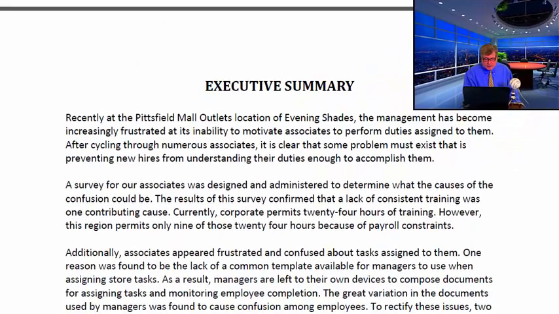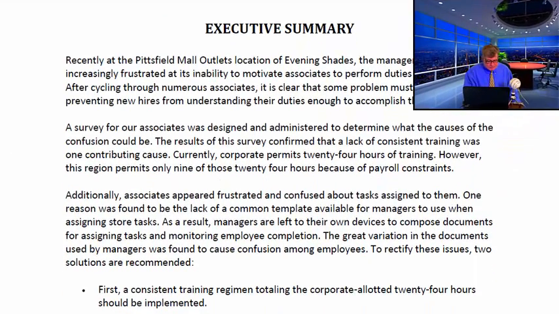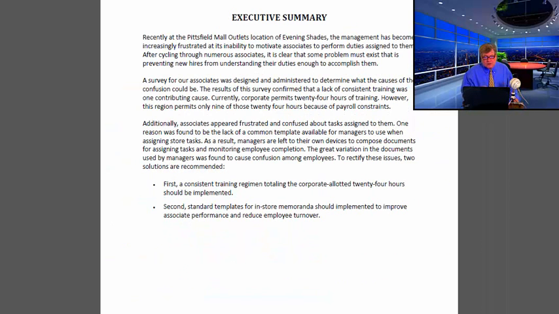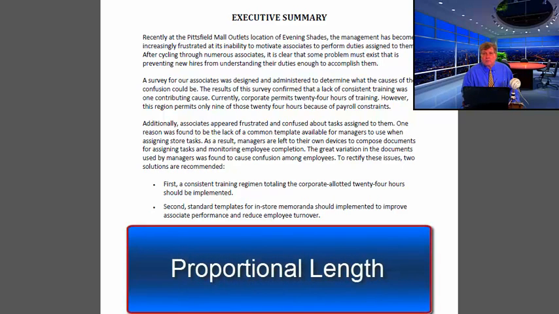Now, the next page is the executive summary. Notice that this is a major heading. Let's bring it down so that you can see the whole thing. Notice that the executive summary is about a half page long. That's because an executive summary follows what is called proportional length. Proportional length means that the shorter the body of the report, the shorter the executive summary. The longer the body of the report, the longer the executive summary.